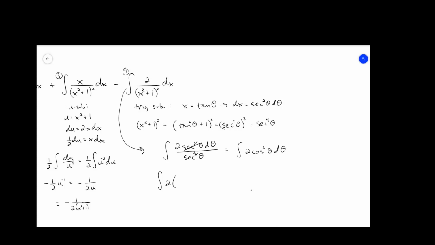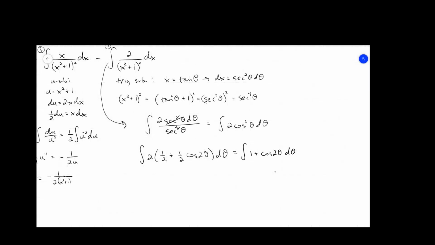Well, for that one, again, remember what the deal with that is. Power reducing identity. So 1/2 plus 1/2 cosine 2 theta. Notice that the 2 and the 1/2s there will cancel each other out. So we're just going to get the integral of 1 plus cosine 2 theta there. Okay, then the antiderivative of that, theta plus 1/2 sine 2 theta.